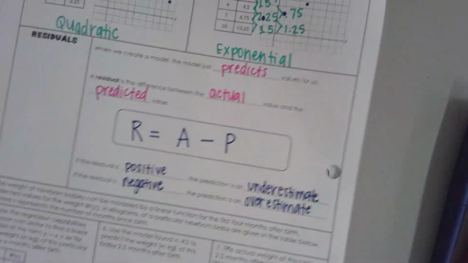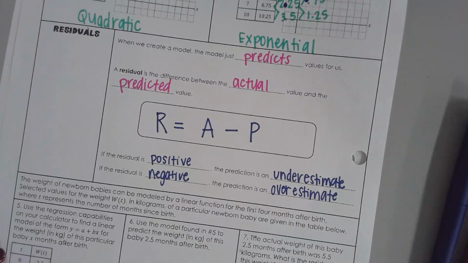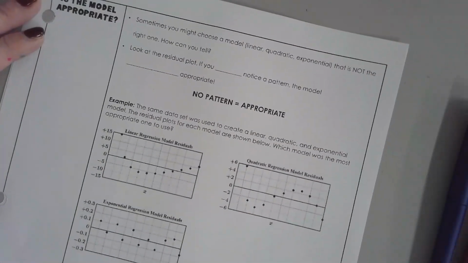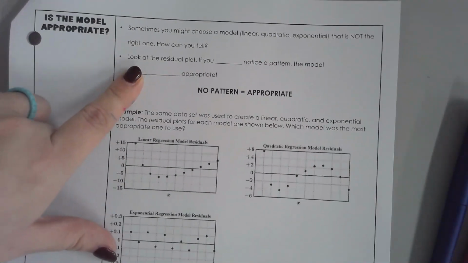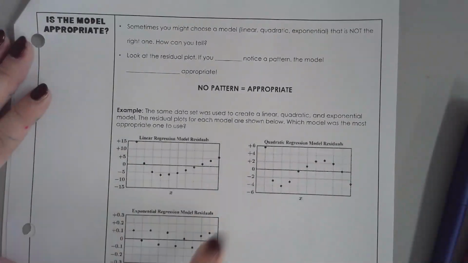We know it's linear because you can just look at the numbers and tell they're about going up by the same thing. So it's supposed to be linear. But the way that you tell is you look at the residual plot. You would be given a picture of a residual plot, like one of these.